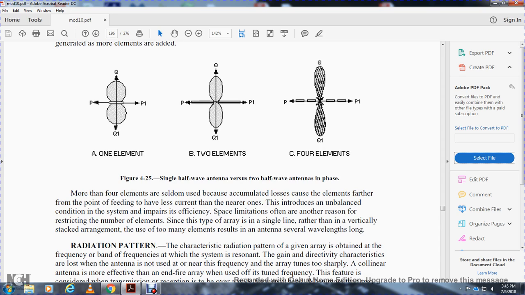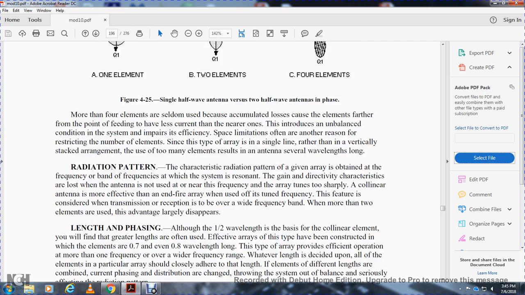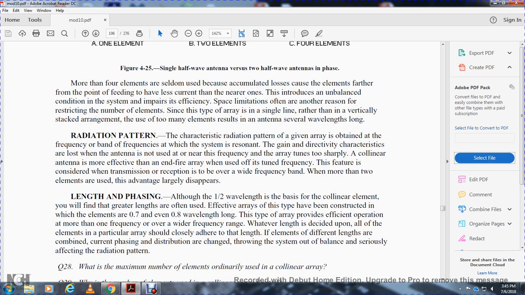More than four elements or so are seldom used because the current in the elements farther from the point of feed is lower than in the near ones, which creates an unbalanced condition and impairs the efficiency of the system. Space limitation also restricts the number of elements. The array is a single line rather than a vertical stacked arrangement that uses too many elements, and the result is an antenna several wavelengths long.